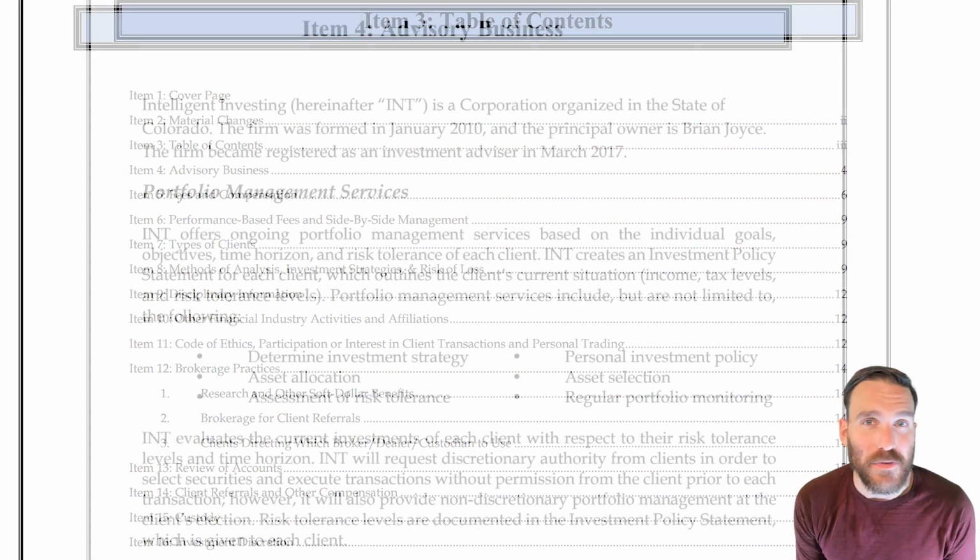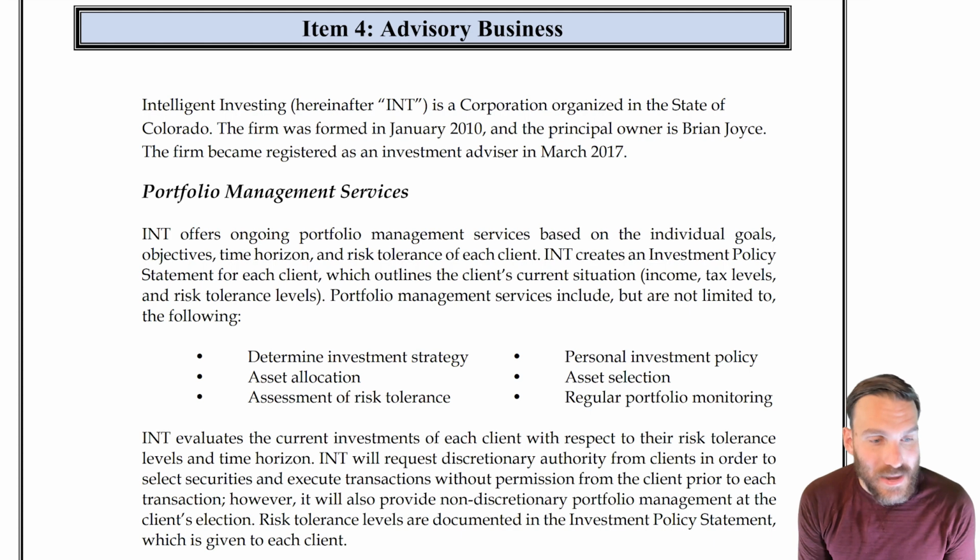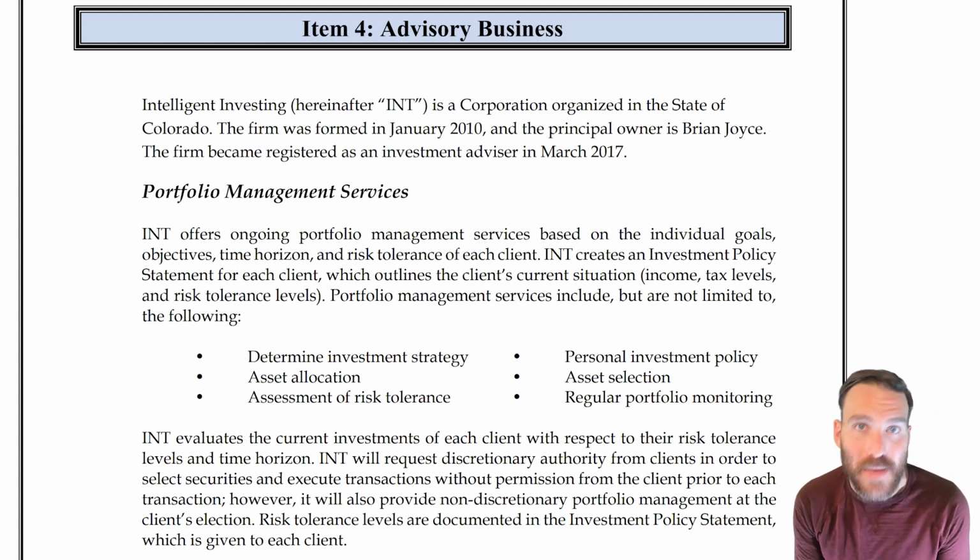The next page covers the advisory business, which basically goes into what Intelligent Investing offers their clients. You can see the bullet points there. They help you determine investment strategy, your asset allocation, assessment of risk tolerance, personal investment policy, which helps determine basically what they're going to do with your assets or what type of recommendations they're going to make to you based upon your situation, asset selection, regular portfolio monitoring. Those are the primary services that Intelligent Investing offers their clients.